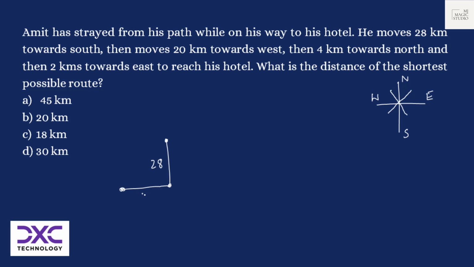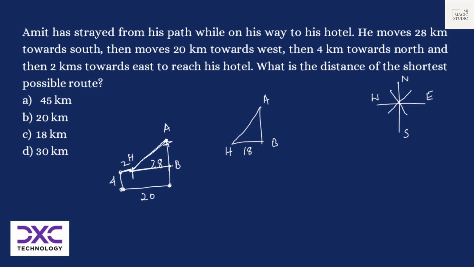We are just following the map, compass. Then 4 kilometers towards north, and then 2 kilometers towards east, to reach his hotel. This is A and this point is H. What is the distance of the shortest possible route? Shortest possible route is the diagonal distance, the straight line distance between A and H. So let it be B. We have constructed a right angle triangle ABH and we need the length.